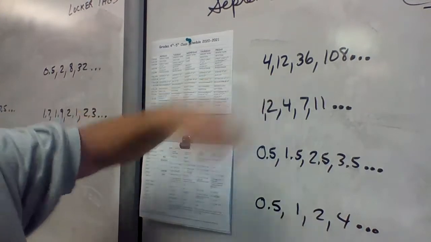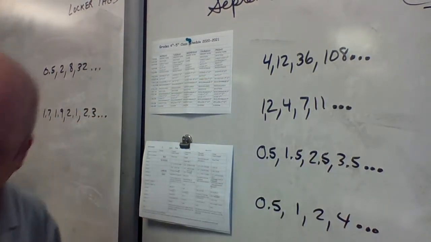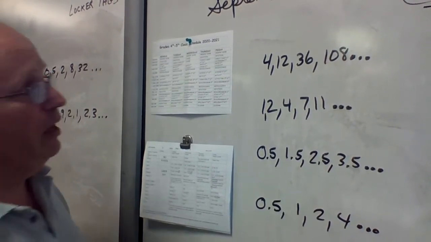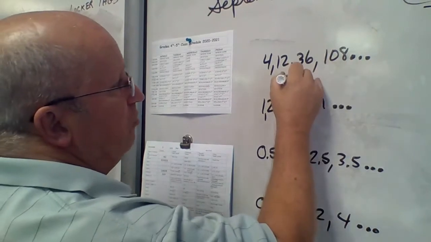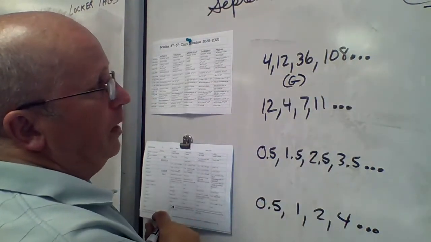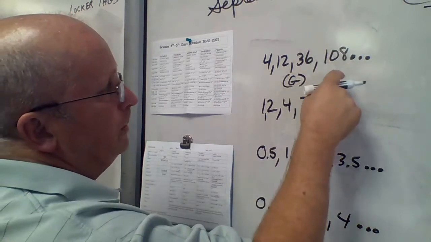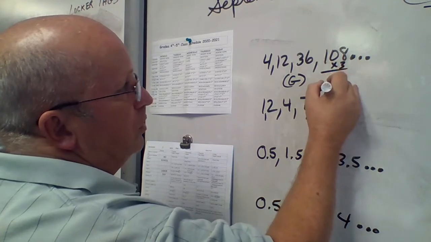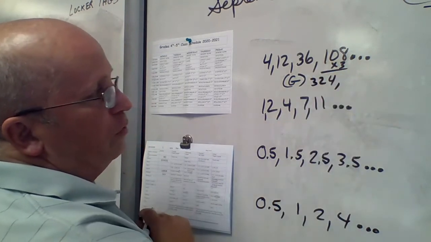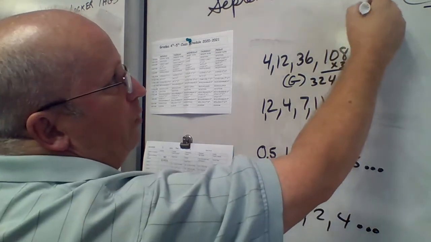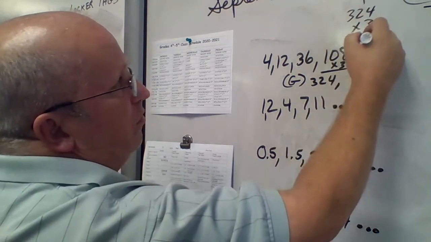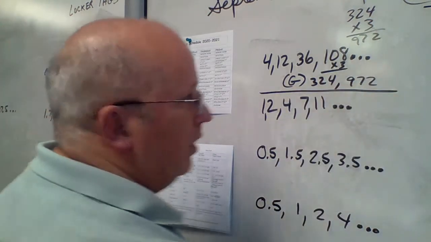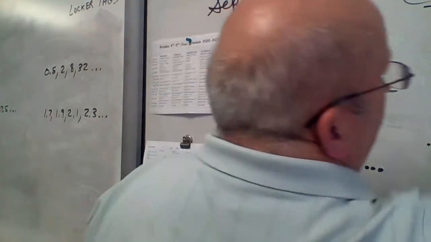This one, what's going on there? If you said multiplying by 3, I would agree with you. This is a geometric sequence. We're multiplying by 3, times 3, times 3, times 3. So the next number in the pattern, if you multiply by 3, would be what? 324. The next number in the pattern after that, we'd have to multiply by 3 again. We get 972, and so on. So I'm done with that one. I think I'm going to erase some of this stuff and get it out of the way.